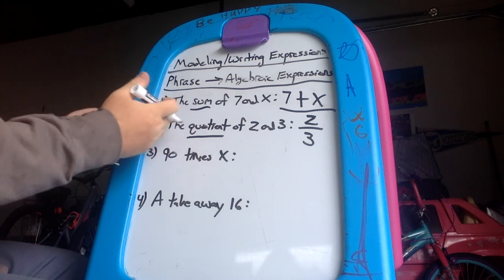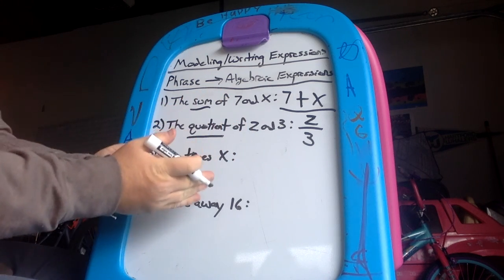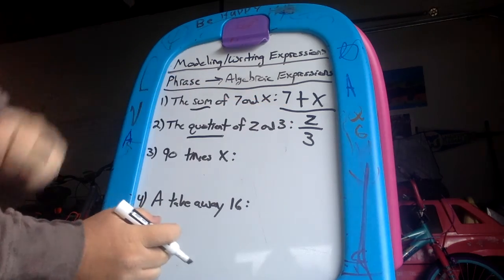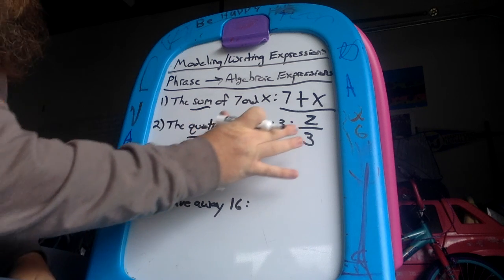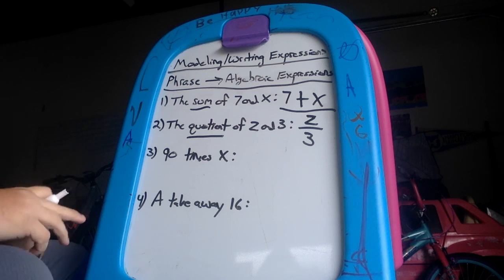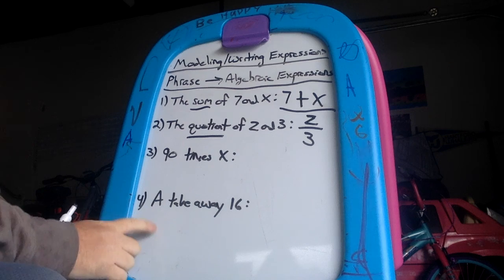Just as you say, you're reading left to right. Put what you see first and then what you see second. So the quotient of z and 3 would be z divided by 3. Remember, your phrase goes to your algebraic expression. Okay, we're going to skip number 3 for a second. I just want to hold off on that, and let's look at number 4 first.